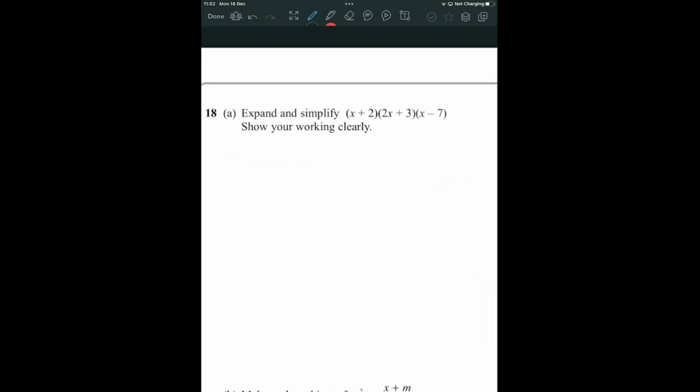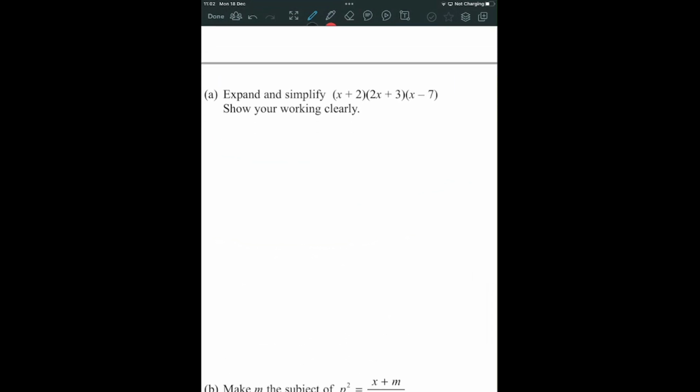Question 18. A triple bracket. Now it is completely up to you which pair of brackets you expand out first. All of them are going to be on the mark scheme somewhere. I tend to just do it in the order it's written. So I'm going to FOIL out those brackets first and then deal with the x minus 7 afterwards.